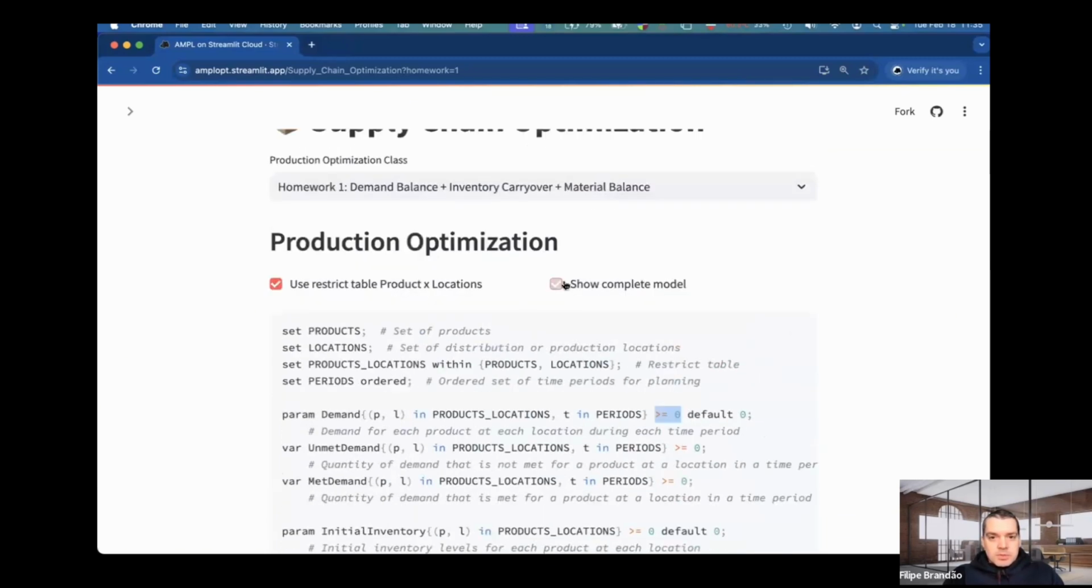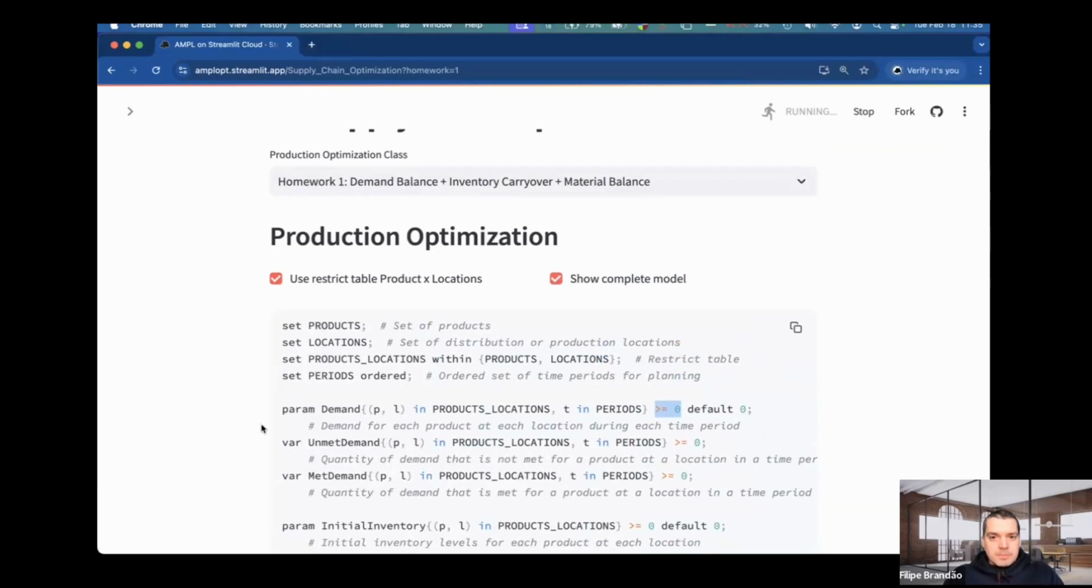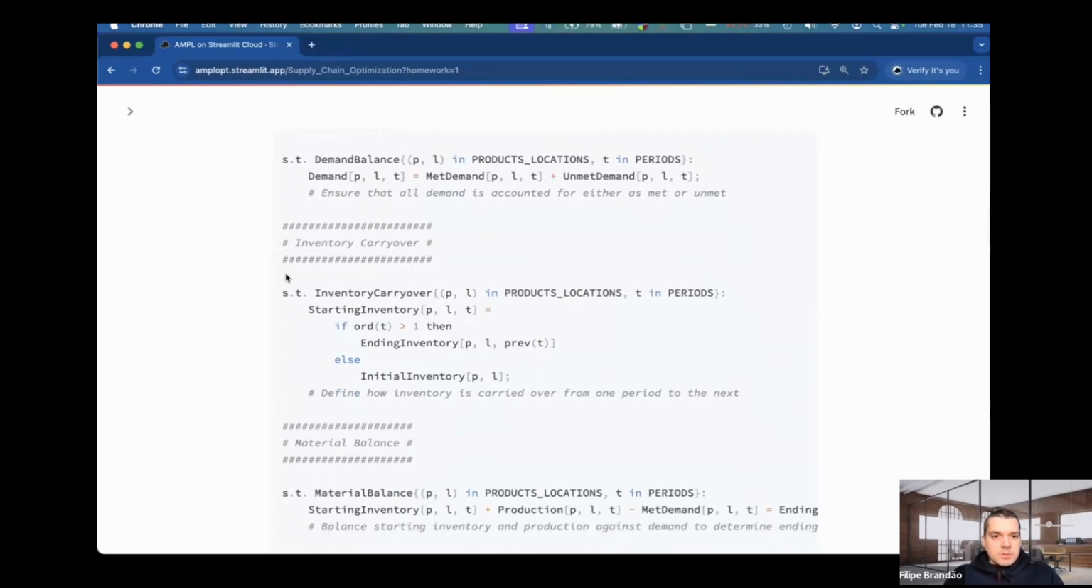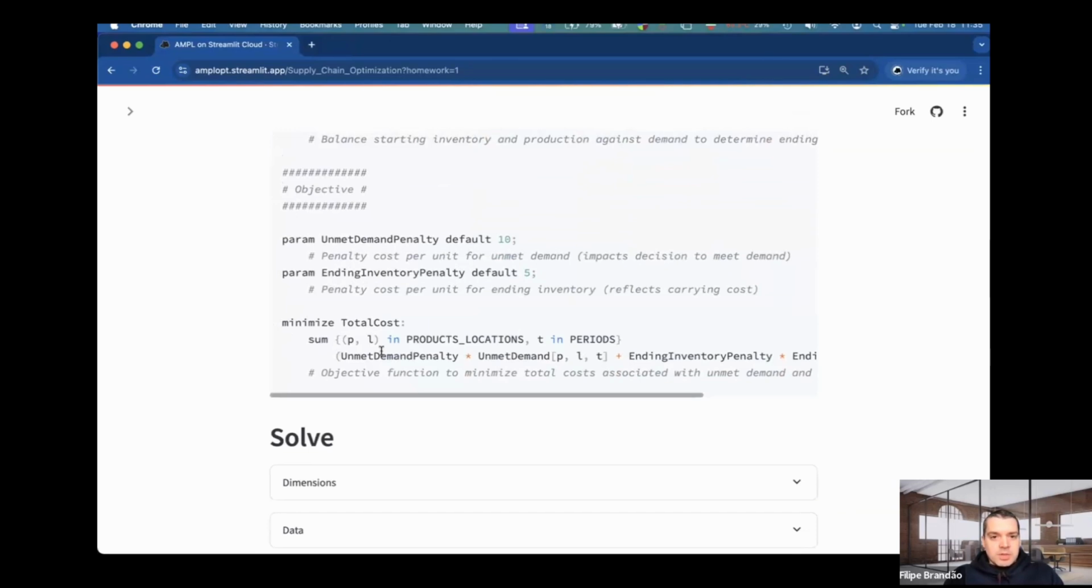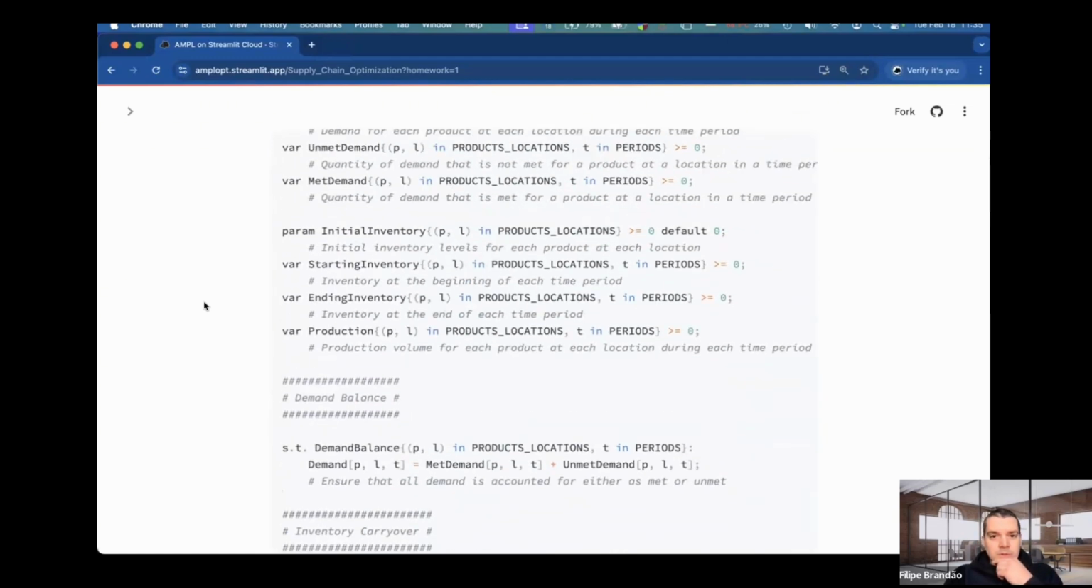Then let me just show the constraints. The various constraints for demand, inventory, material balance, and the objective where we are using these penalties for unmet demand and ending inventory.